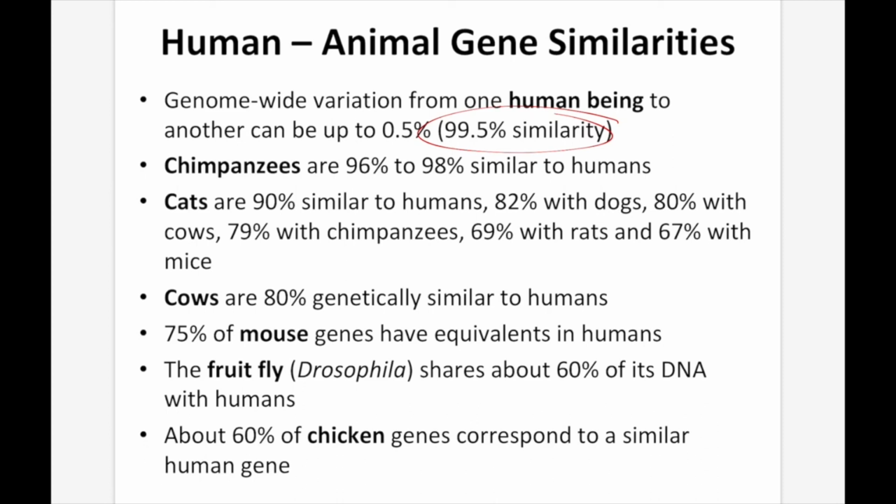Cows are even 80% genetically similar to humans. 75% of mouse genes are equivalent in humans, and that's very important because this allows us to test a lot of our medications on mice because mice have a lot of the same genetic characteristics as we do.